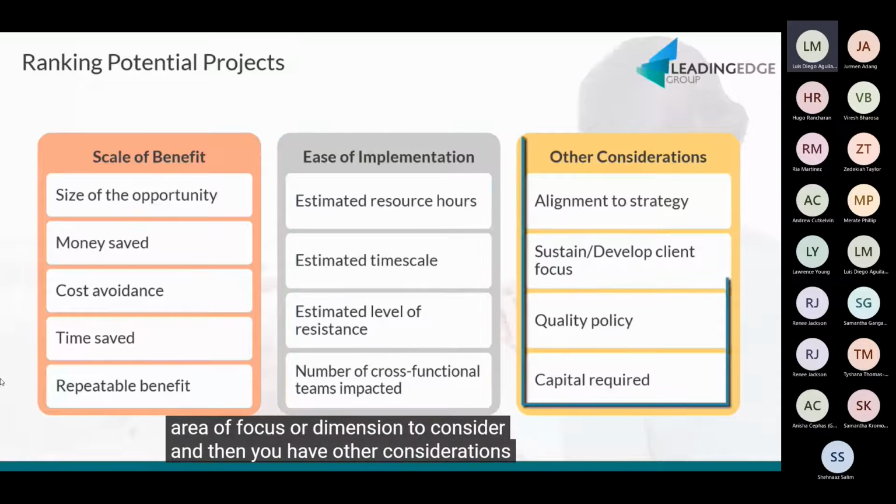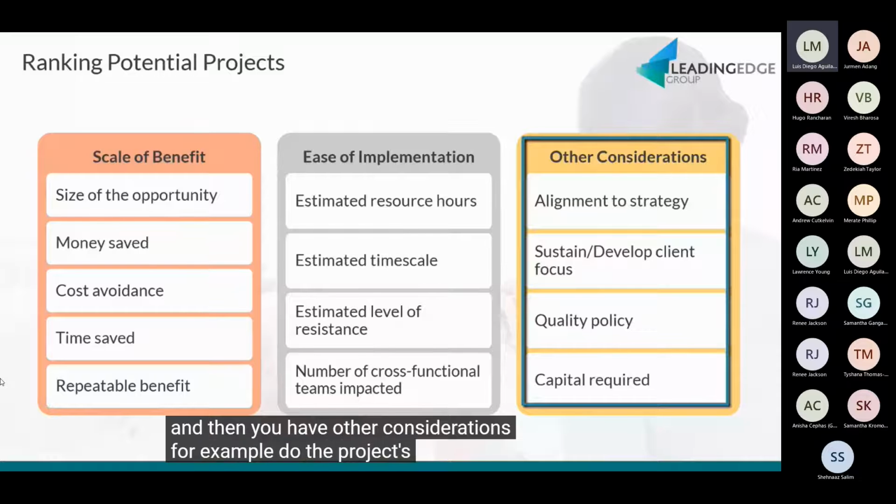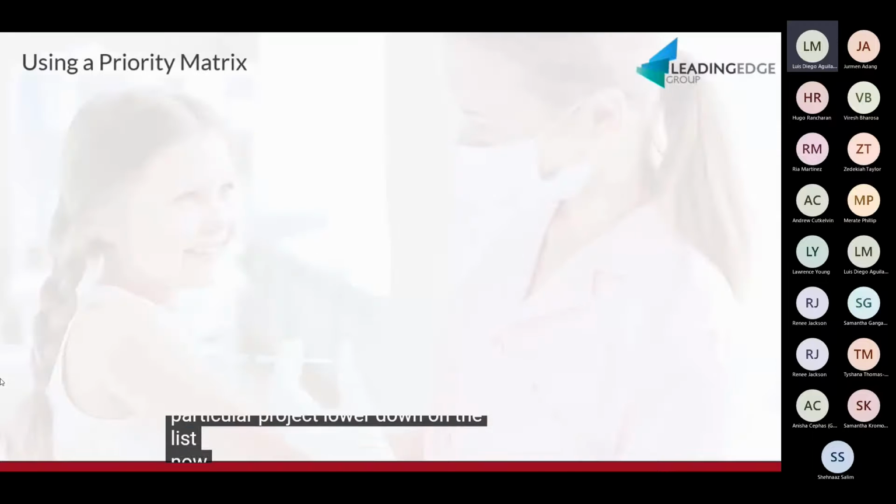And then you have other considerations. For example, do the projects align to strategy? If they're aligned to strategy, they'll most likely be supported and therefore possibly good candidates for a project. Do they sustain or develop client focus? Is it related to a quality policy? Maybe it's a requirement that needs to be fulfilled. And is there capital required? If capital is available, that's a good thing. If it's not available, it could prioritize that particular project lower down on the list.